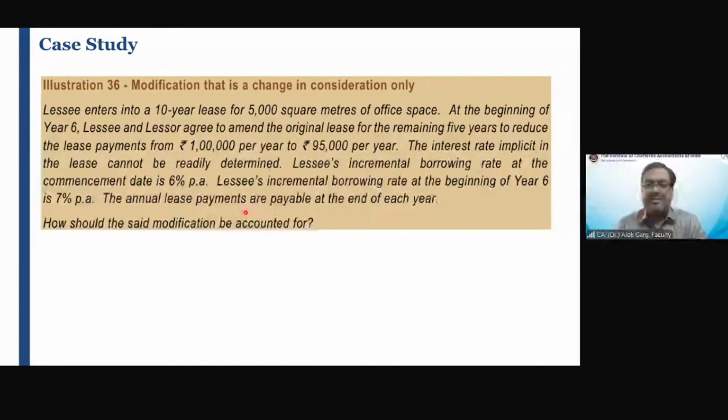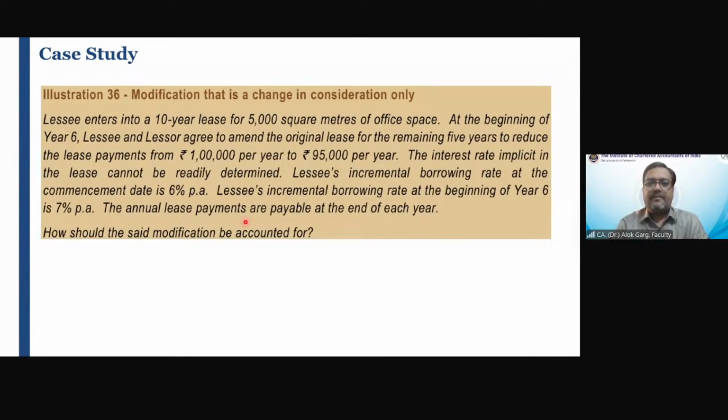Shall I solve this question on the Excel file? Yeah. Okay, so let me take you to the Excel file. Please confirm if my Excel file is visible.